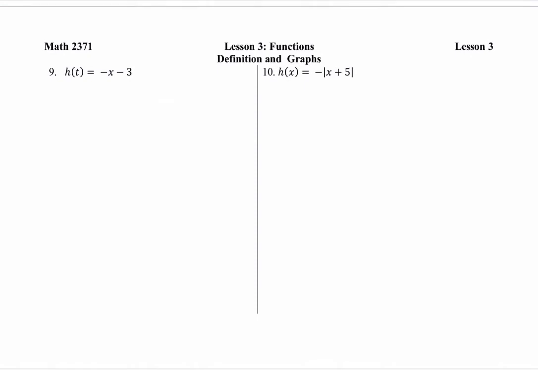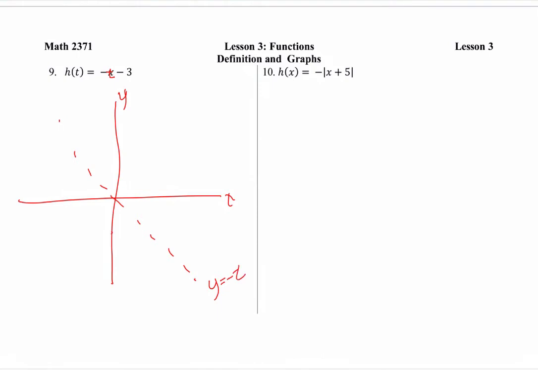All right, let's look at this one, and this should be a t. The original graph here is y equals negative t, and I'm going to move it down 3. So this is 0, negative 3. And so it should be this one. So this is h of t equals negative t minus 3.